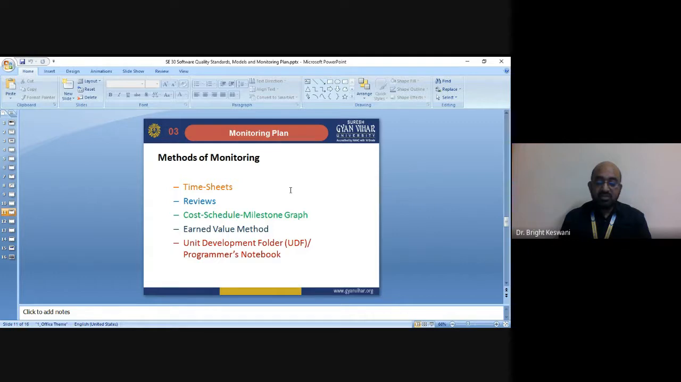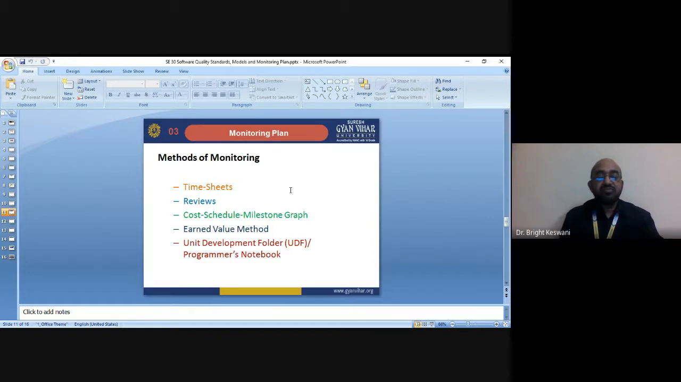Timesheet provides very interesting and related data, as it records how much time different project members are spending on different activities in the project. The timesheet is a common mechanism, you can say, of collection of the raw data. The data obtained from the timesheets can be used to obtain information regarding the overall expenditure and its breakup among different modules and different stages. So timesheets are very important, and it is one of the methods of the monitoring plan.